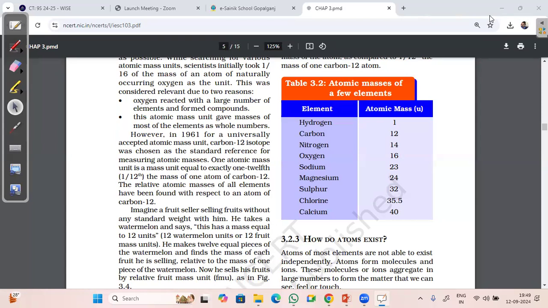Now the next is, how do atoms exist? This is an important topic. Some atoms may be less reactive, some may be more reactive, some may remain free, whereas some may remain combined with other atoms. For example, hydrogen occurs in nature combined with another hydrogen atom. So hydrogen always occurs as a molecule of hydrogen, that means 2 atoms of hydrogen combined together.